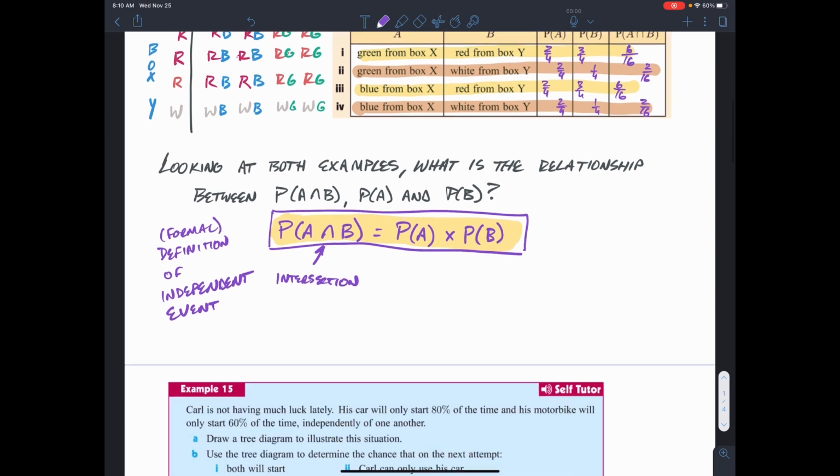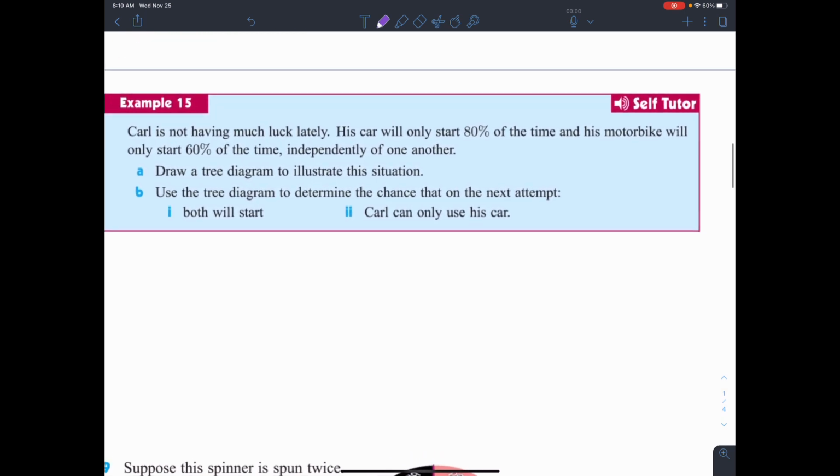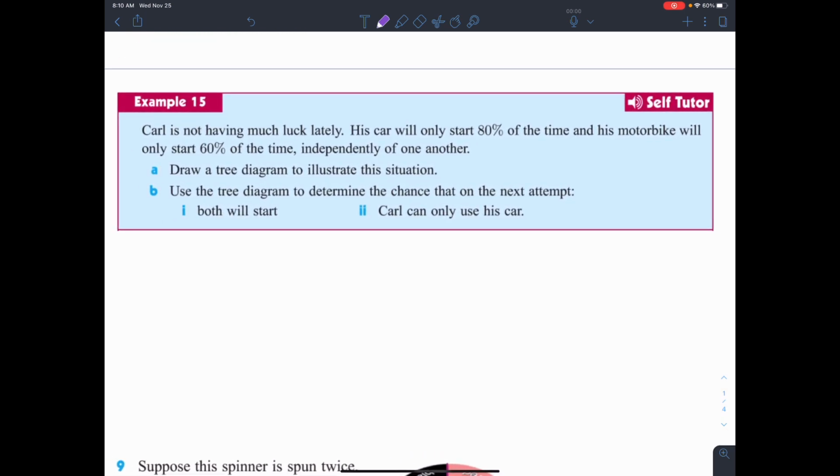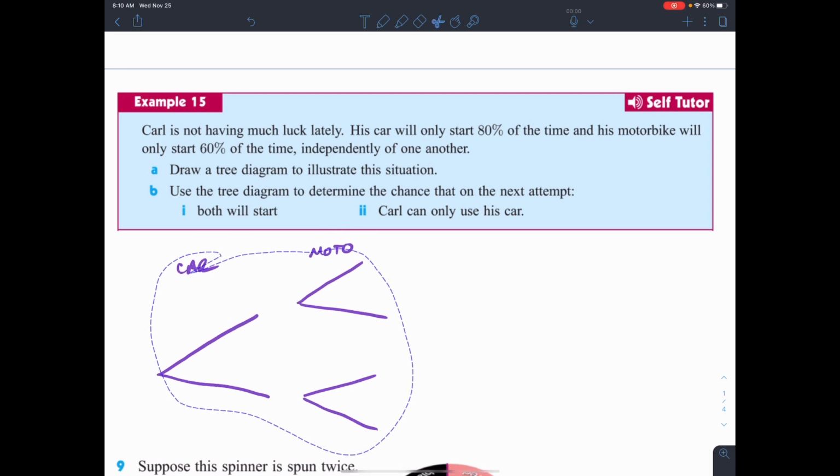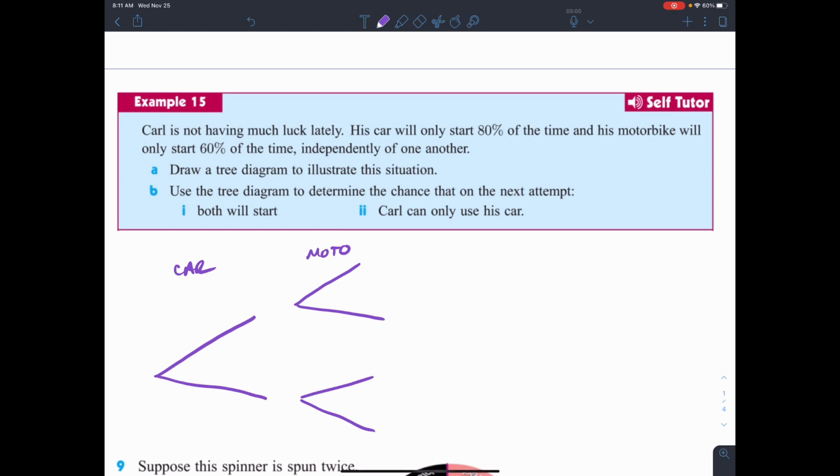All right, so let's look at a couple examples as we go through this and see what we can come up with. So Carl has his motorbike and his car starting only part of the time. So we want to draw a tree diagram. So I'm going to draw a tree diagram. We'll call this his car. And then we'll have another one for his motorbike. And actually, I'm going to move this down a little bit and give myself a little more space here. So we're looking at whether his car will start or not, and whether his car and motorcycle will start.